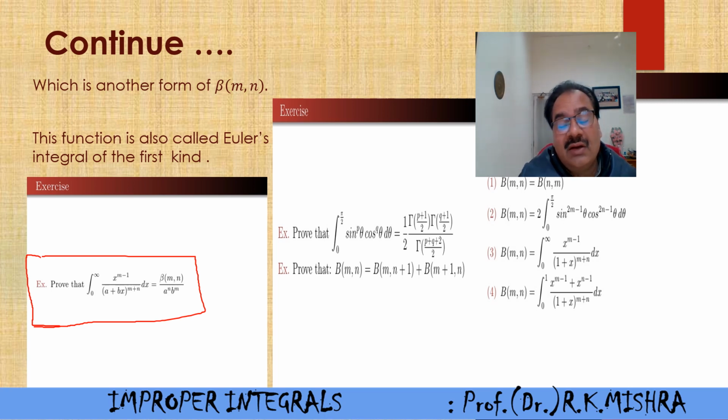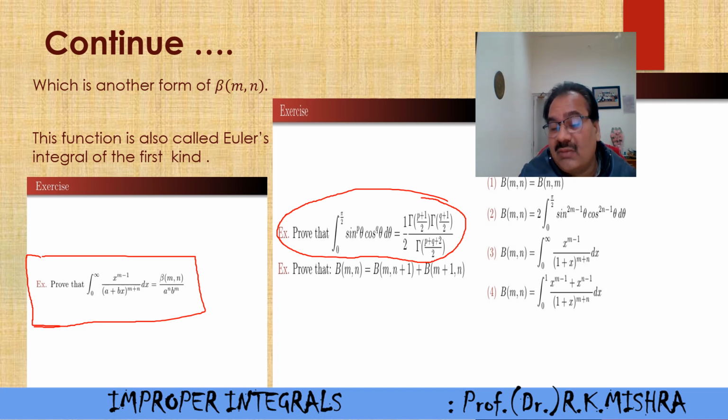The second important result is to prove that the integral from 0 to pi by 2 of sine power p theta cosine power q theta is nothing but 1 by 2 gamma of p plus 1 by 2 and gamma of q plus 1 by 2 divided by gamma of p plus q plus 2 by 2. This is also very important. With this formula, you can solve a lot of problems. The second relation is beta mn is equal to beta m gamma n plus 1 plus beta m plus 1 gamma n.